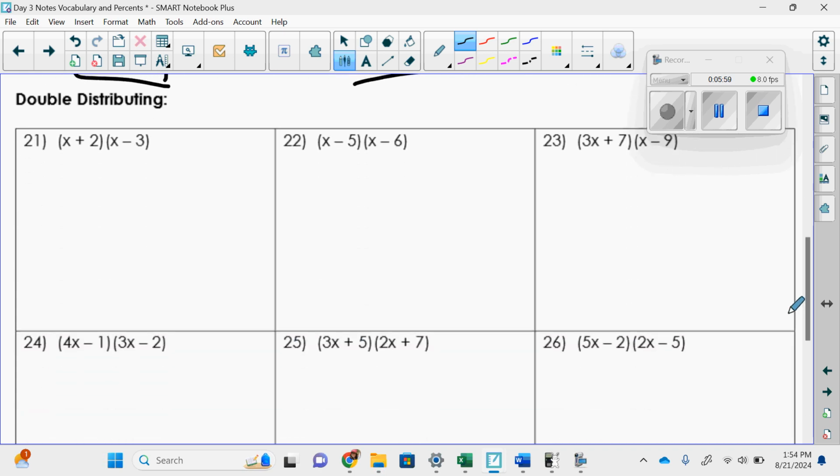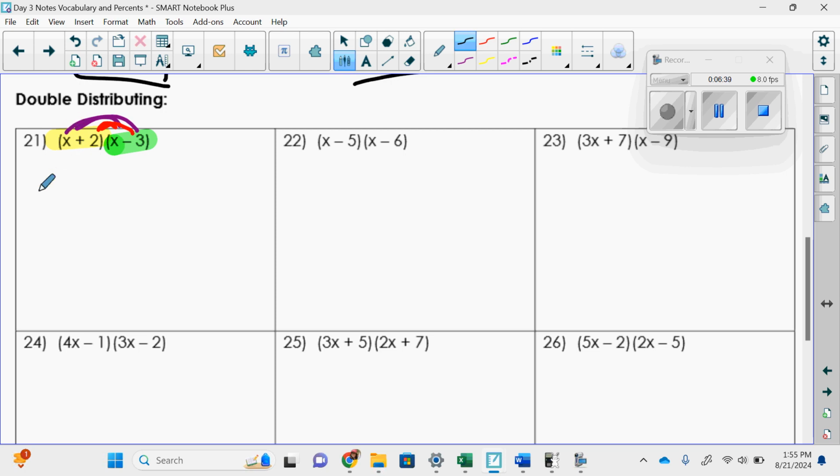All right, double distributing. When we have a binomial times a binomial or a binomial times any polynomial, we have to make sure that everything in the first polynomial gets distributed into everything in the second polynomial. So I need to distribute the x into the x minus 3, and then I need to distribute the 2 into the x minus 3.